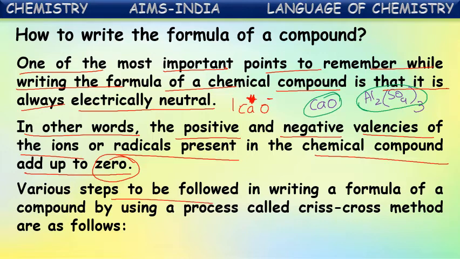There are various steps to be followed in writing the formula of a compound using a process called the crisscross method. Always we write the chemical formula using the crisscross method. What is that crisscross method? Let us see here.